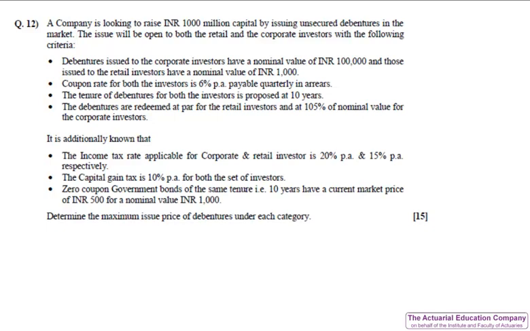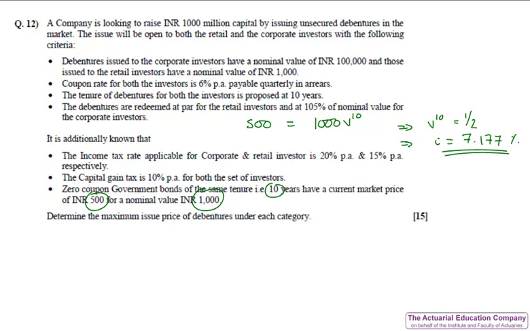The most frustrating thing is that they don't tell us the interest rate that we'll use, but they do tell us that there's a zero coupon government bond, which has a nominal value of 1,000, a price of 500, and is 10 years long. So we're going to use that. Present value of the outgo will be the price we pay, 500. Present value of the income will be the 1,000 rupees we get back in 10 years. So that gives us v to the 10 is a half, and solving that gives us i is about 7.177%.